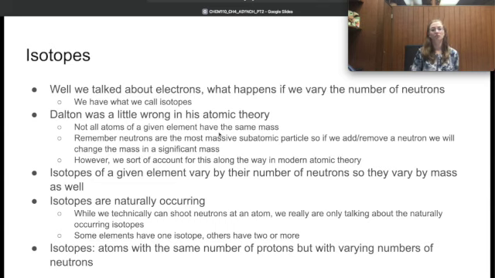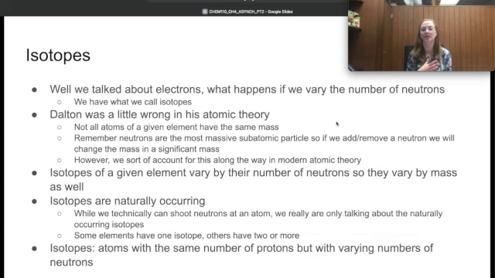Dalton was a tiny bit wrong about his atomic theory, the way he wrote it down. He said that all atoms of a given element have the same mass. This isn't quite true now that we've figured it out. Remember, neutrons are the most massive subatomic particle. They're the biggest. So if we add or remove a neutron, we're going to have a significant change in the mass. Remember, they have a mass of about 1 AMU, and if we add or remove 1 AMU, we're going to notice that.